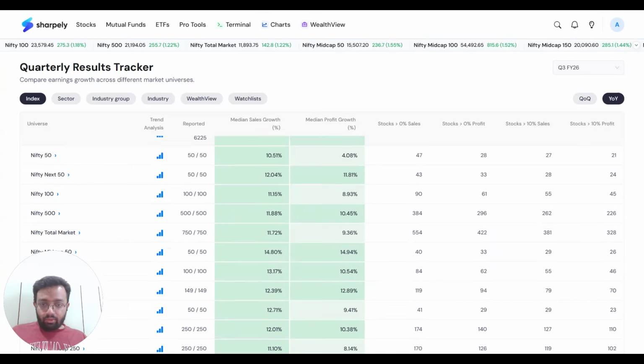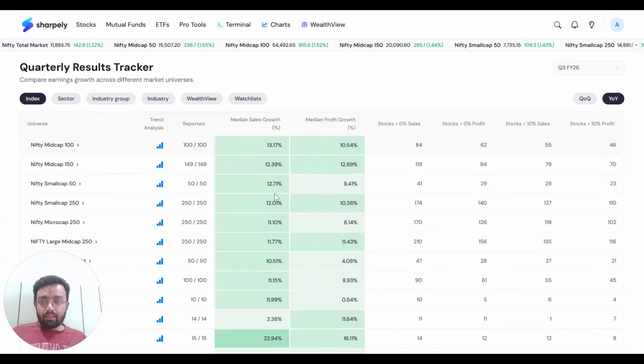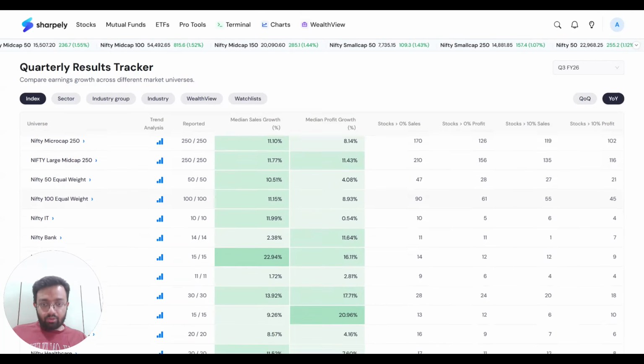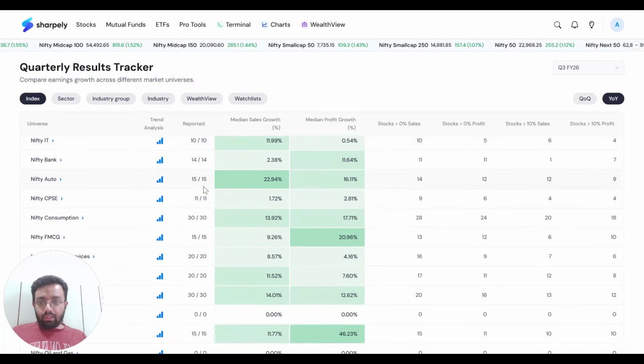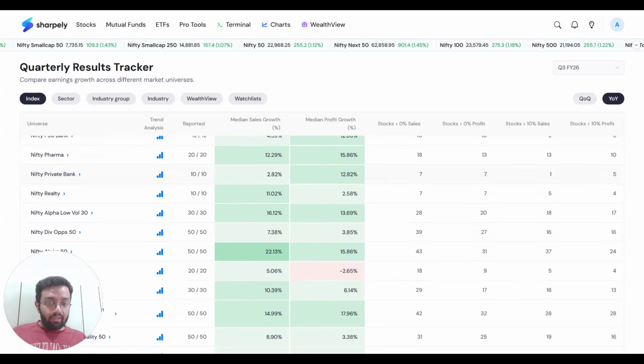So just looking at this table, you can easily figure out that mid cap reported better numbers compared to the overall market. Then small cap also had a decent Q3 FY26. And if you look at the sectors, then Nifty Auto, as you can see, solid top line growth, FMCG bottom line growth. So just by looking at this table, you will be able to filter out where the strength lies.